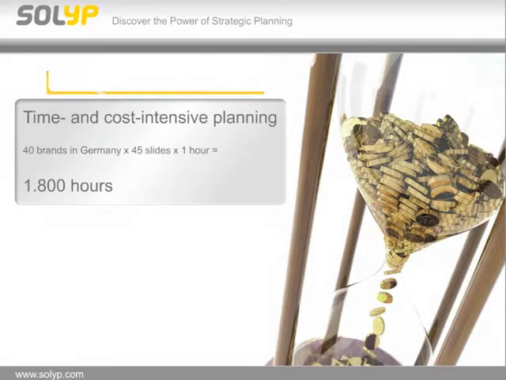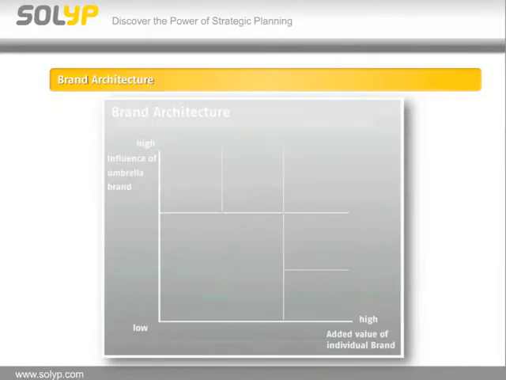Without proper software support, such a process would be extremely time and cost intensive. Only for coordinating the 40 German brands, the company may easily spend up to 1,800 hours when working manually using PowerPoint. Solib 3 can help to make this process more efficient by reducing the routine work. As a result, managers gain more time to think about strategic issues.